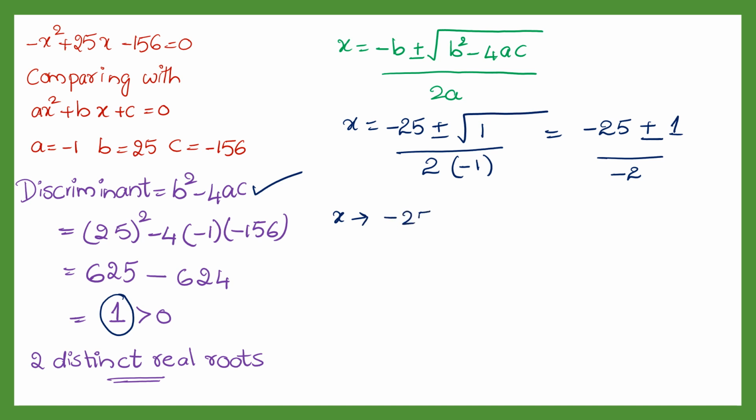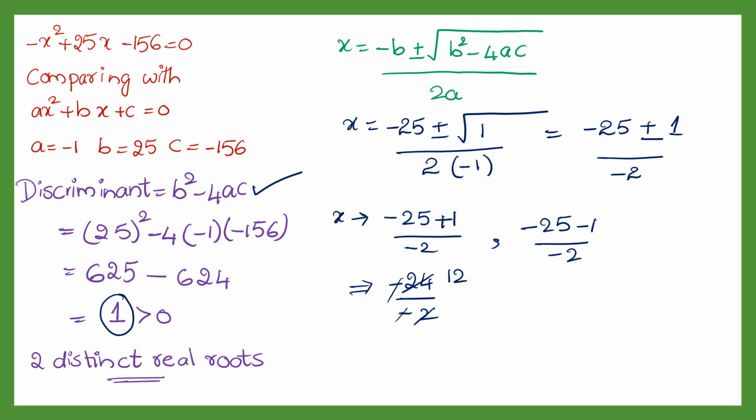Those are minus 25 plus 1 by minus 2, and the second root is minus 25 minus 1 by minus 2. So minus 25 plus 1 is minus 24 by minus 2. Minus and minus gets cancelled. 2 twelves are 24, so one root is 12. The other one: minus 25 minus 1 is minus 26 by minus 2. Minus and minus gets cancelled, 2 thirteens are 26. You got 13. So you get two distinct real roots. The values of x are 12 and 13.